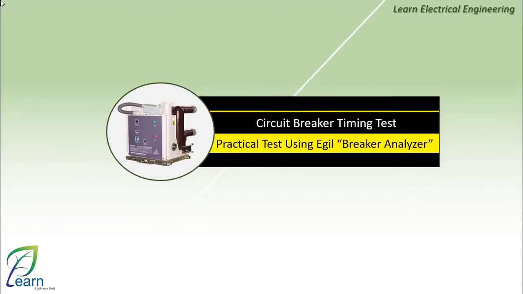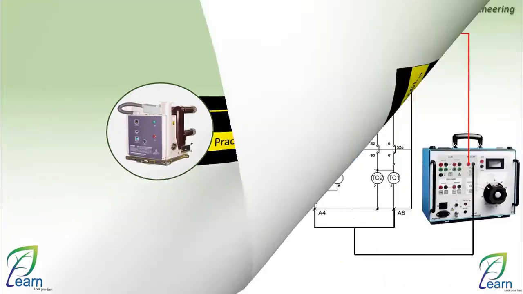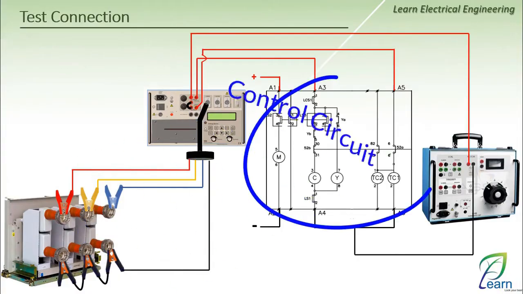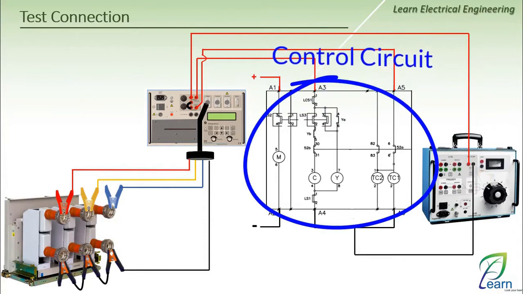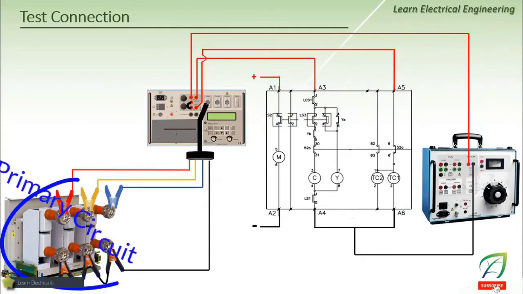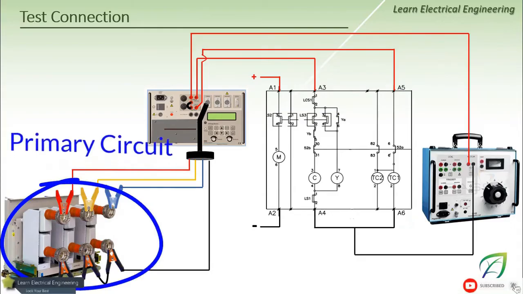God willing, guys, we will see my courses together on how we can practically perform a circuit breaker timing test. The first thing we will do is the test connection, and as we agreed before, I have two circuits. The first circuit is the control circuit, which consists of the discharging motor, the closing coil, and the tripping coil. The second circuit is the primary circuit, which consists of the main poles of the circuit breaker. Now I will show you the video.